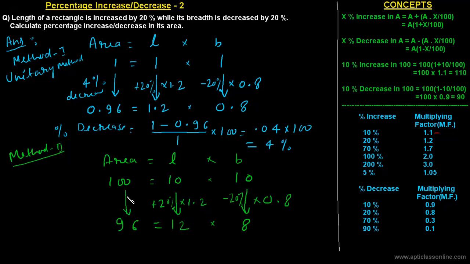So the initial area is 100, the new area is 96. Just by looking at this, if it is 4 less than 100, that means a 4% decrease. So simple to solve. We will discuss more examples of a different kind in the next class.